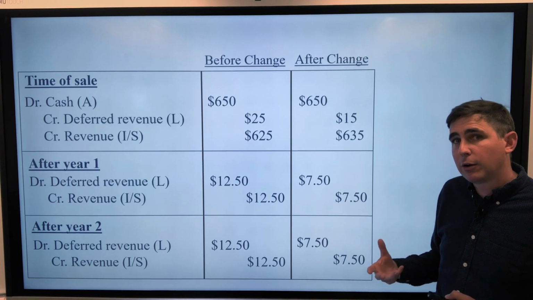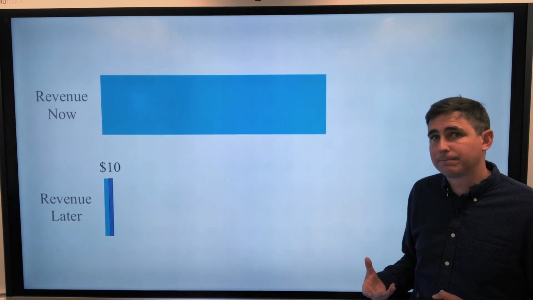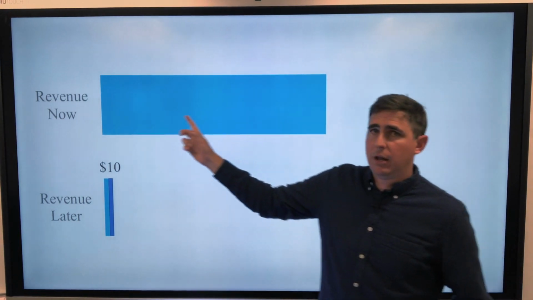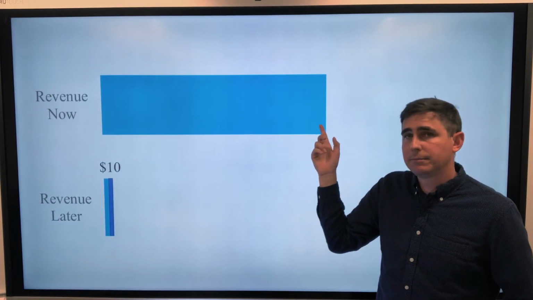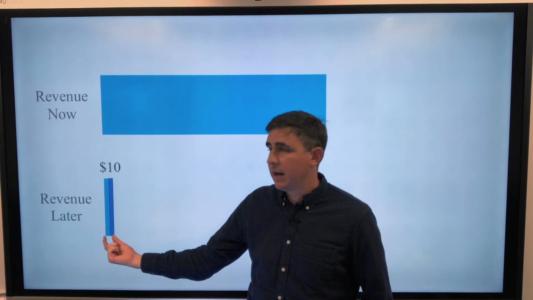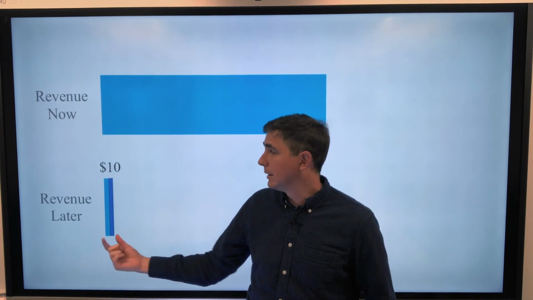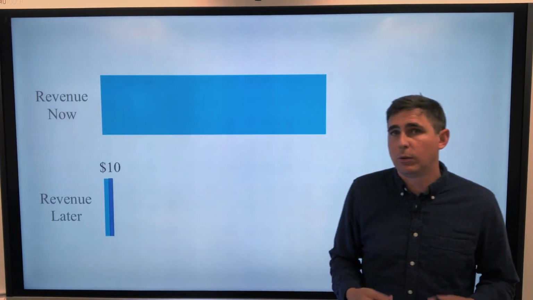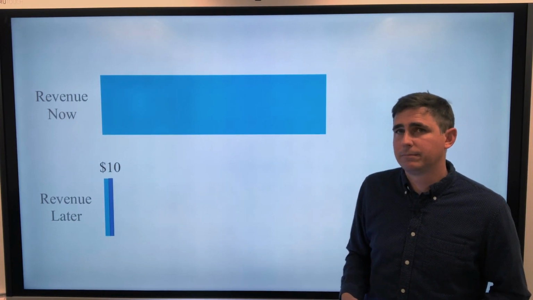So here's a graphical representation of what Apple's doing. Here's what they used to recognize, $625 up front and $25 later. So revenue now, $625. Revenue later, $25. That's what they used to do.